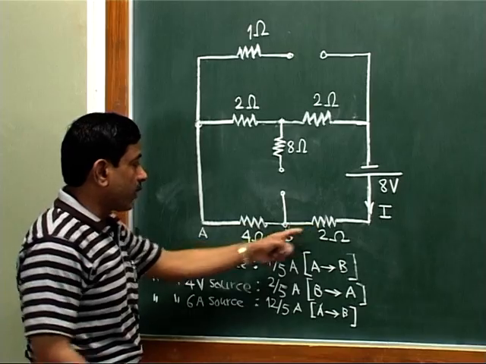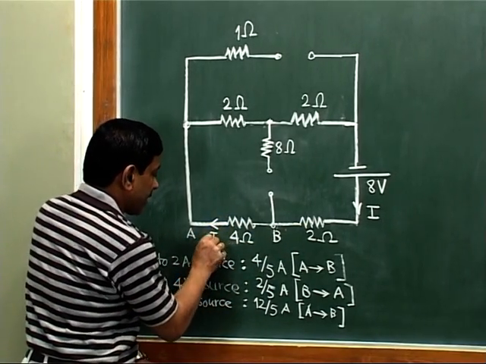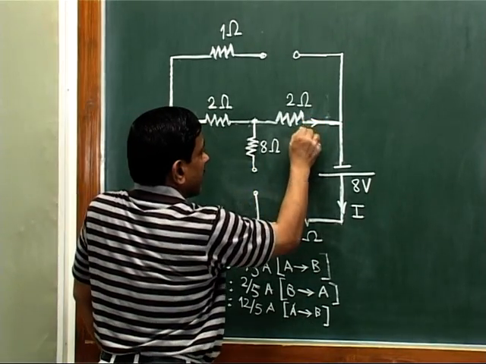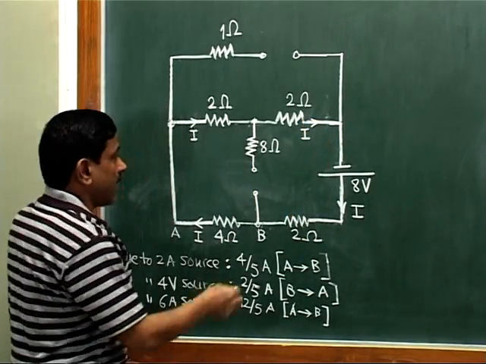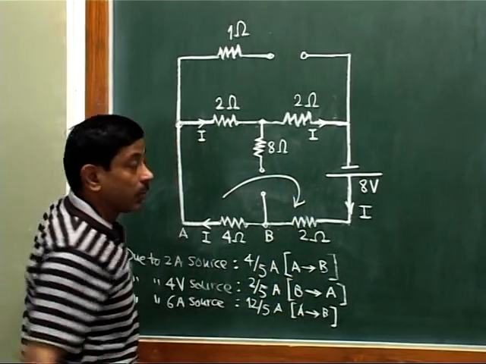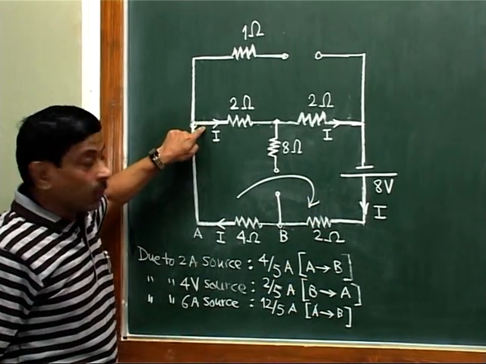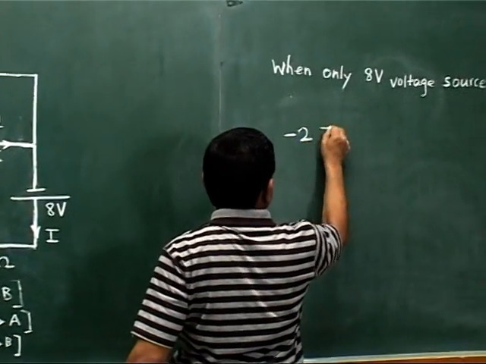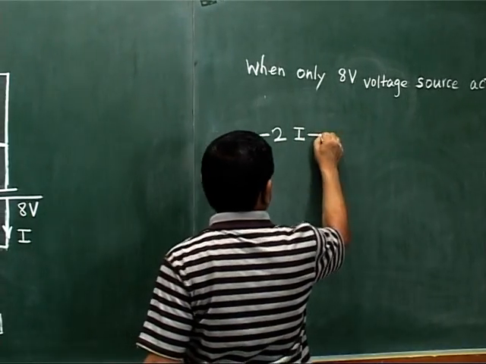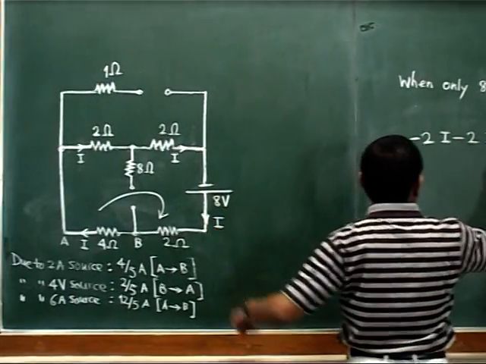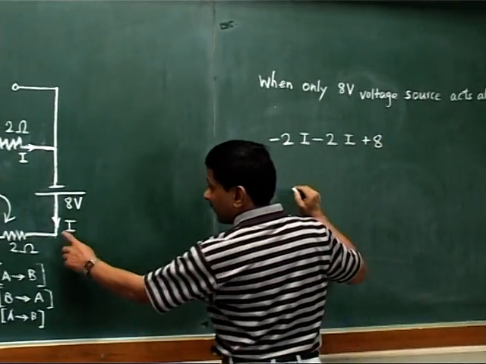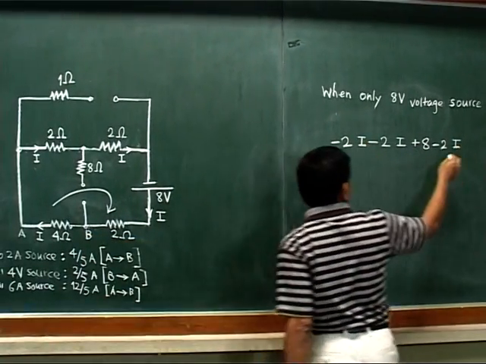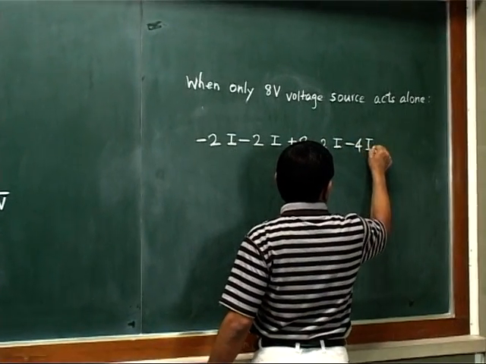So current I will be flowing like this, it will be the same I here, again this current I will be flowing like this, then the same current I will be here in this particular manner, and see our simple loop will be this closed loop. So you can start writing the loop equation. So the loop equation will be minus 2I, then here again minus 2I, then this will be plus 8, then here minus 2I and minus 4I. This all will be equal to 0.